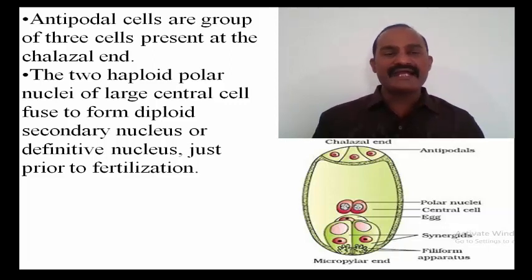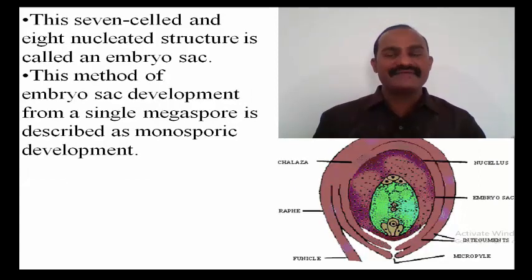The 2 haploid polar nuclei of the large central cell fuse to form the diploid secondary nucleus or definitive nucleus just prior to fertilization, and after fertilization it will give rise to the triploid primary endosperm nucleus. Now at the end of development of the female gametophyte, a 7-celled, 8-nucleate structure is formed, called the female gametophyte or embryo sac. This 7-celled, 8-nucleate female gametophyte is the characteristic feature of angiosperms. This method of development of the embryo sac from a single megaspore is called monosporic, as a single functional megaspore develops into the female gametophyte.